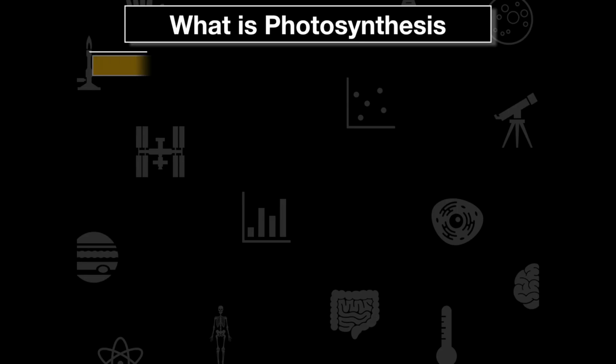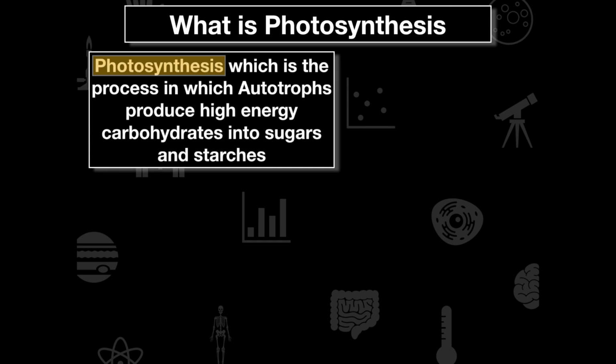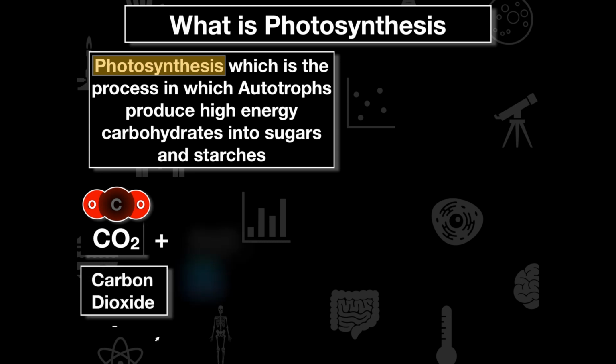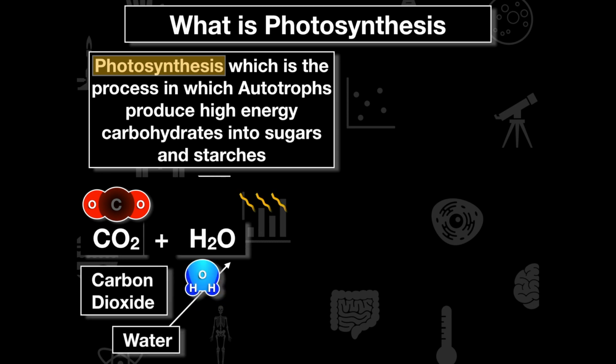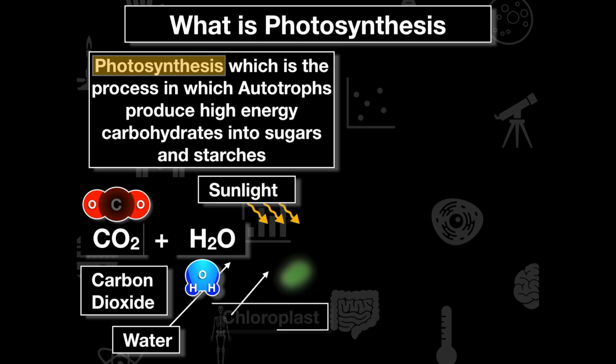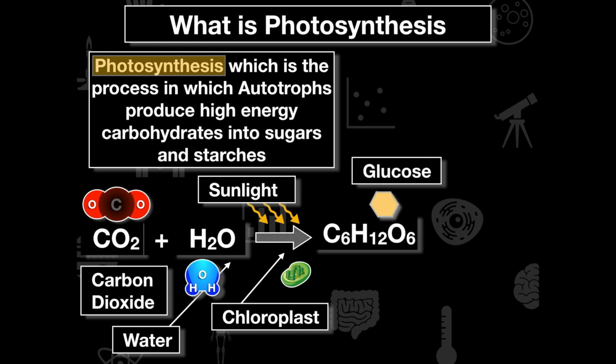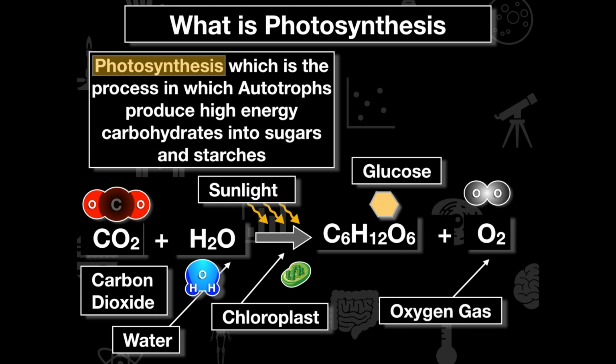But this overall process of photosynthesis is where we have autotrophs, which are plants, and they're going to produce high energy carbohydrates, sugars and starches. What they're going to do is take carbon dioxide from the atmosphere and combine that with water and sunlight. And when we go through this chemical process in the chloroplast, we're going to get, in this case, glucose or carbohydrates, and then we're going to get oxygen as a byproduct. So we have to keep in mind that this process of photosynthesis is really what's providing the energy, and the sun is providing the energy to the plants.